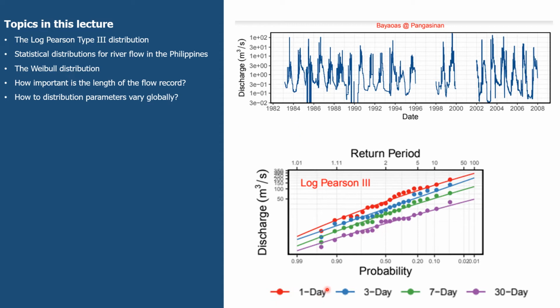In red, we've got the daily data, and then in blue is what happens if you average the data over 3 days, green 7 days, and in purple is a 30-day, a monthly average. And as you can see, as you average the data over longer time periods, the estimated discharge reduces because you're averaging with lower flow time periods alongside the high flow ones. This data has been fitted by a series of lines, and those lines follow the statistical distribution that is named the log Pearson type 3.